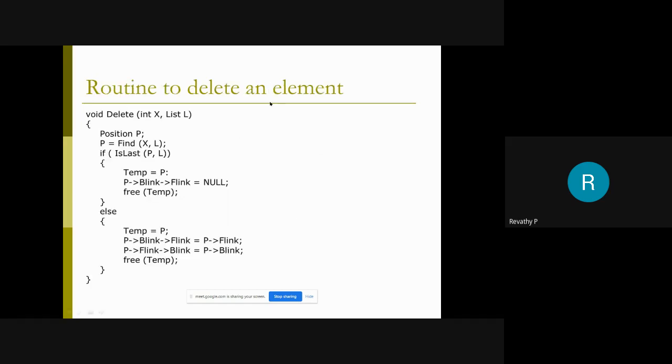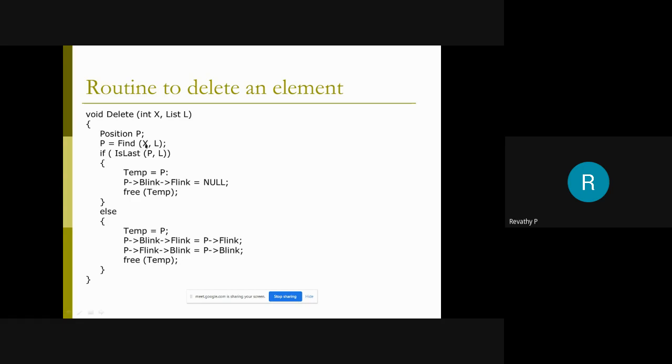To delete an element, we first check whether it is the last node, otherwise P backward link's forward link is P forward link, and P forward link's backward link is P backward link. So this is what we did. We are going to store that in a temp and free the temp. And this is the case for the last element: the last node's backward link is the previous node, that forward link will become null, and you have to remove the node. So these are the two cases.